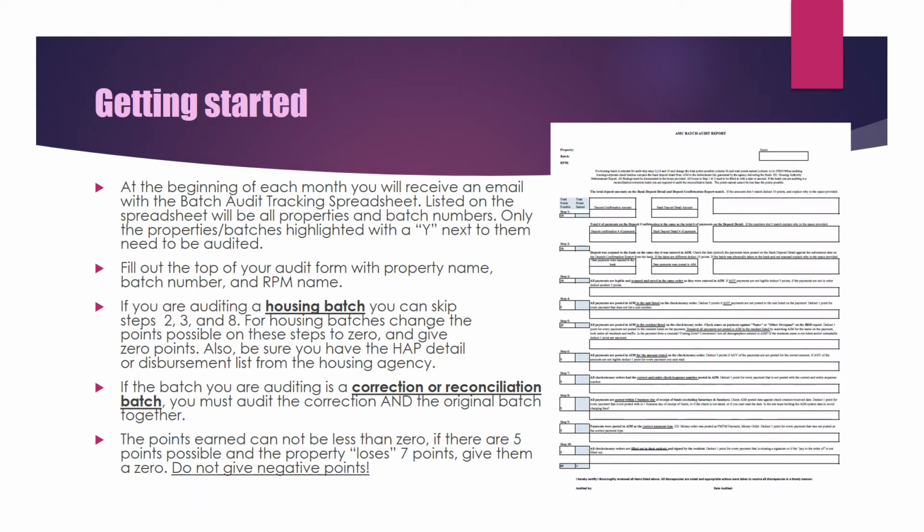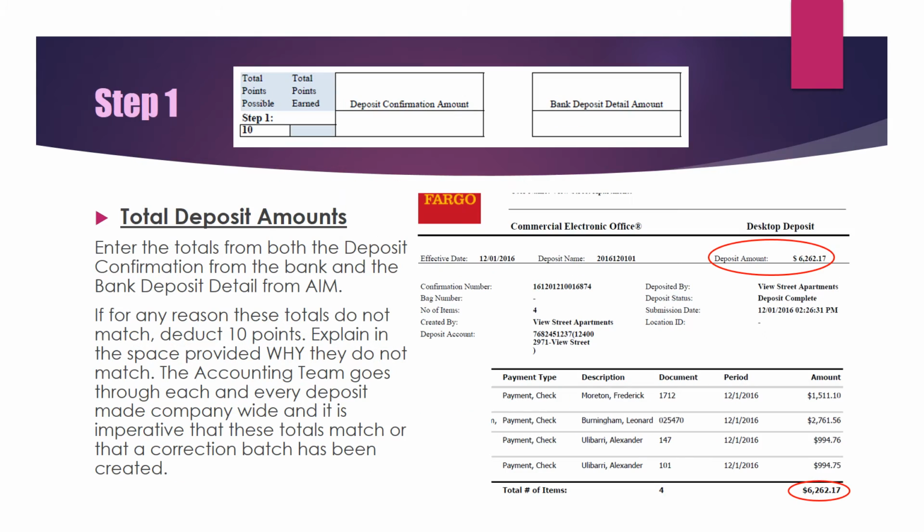If the batch you are auditing is a correction or reconciliation batch, you must audit the correction and the original batch together. The points earned cannot be less than 0. If there are 5 points possible and the property loses 7 points, give them a 0. Do not give negative points.